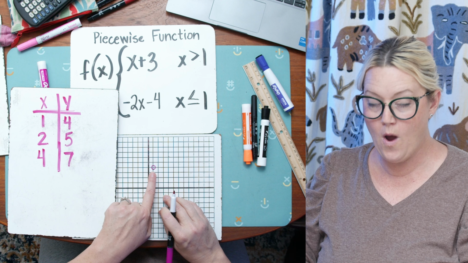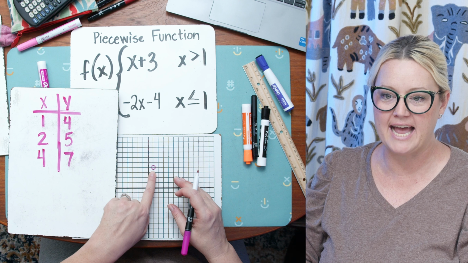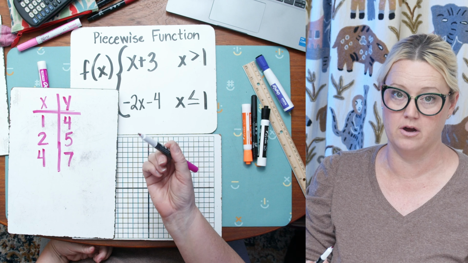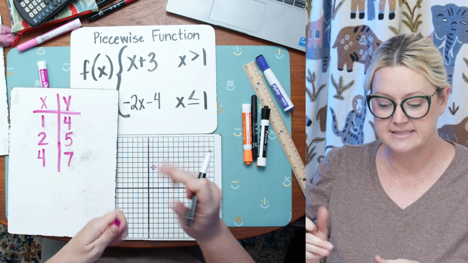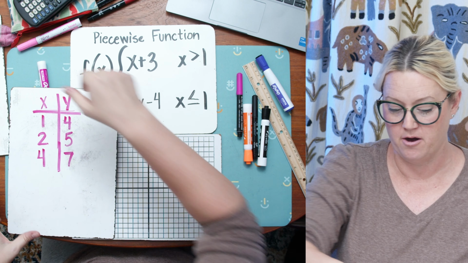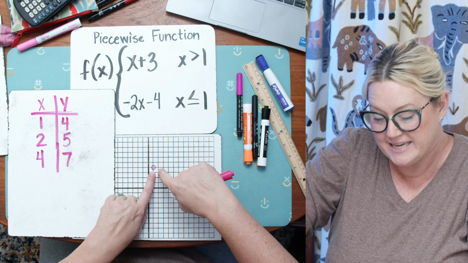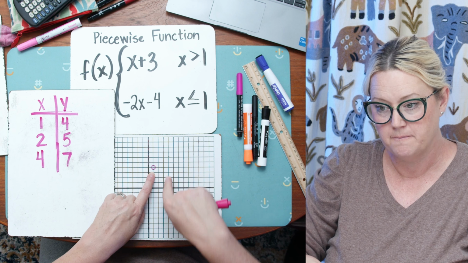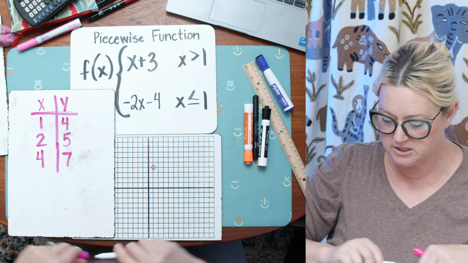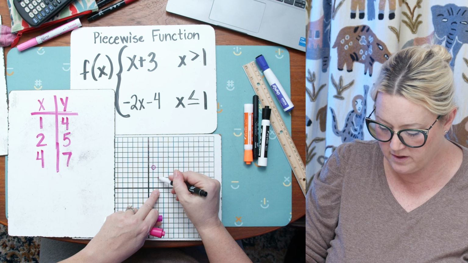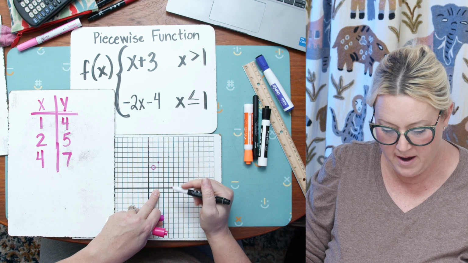Now I am way exaggerating this, right? I'm exaggerating because it's a dry erase marker, and also because I want to make sure you can see that it is an open circle there because it's not included. When x is 1, that value isn't the value that we would use. For the rest of these, I'm just going to use smaller points because I'm just mapping out where my line's going to be.